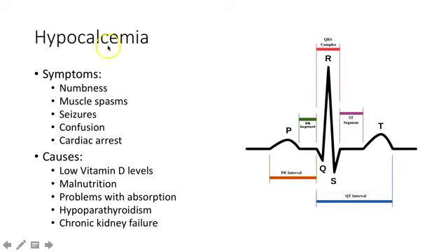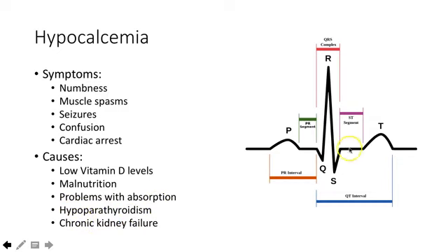All right, you can have something called hypocalcemia. Symptoms are numbness, muscle spasms, seizures, confusion, cardiac arrest. Things like this. What can cause it? Low vitamin D levels, so things where you're not absorbing it in your digestive tract, malnutrition. Again, you have some sort of problems with absorbing calcium. You're not releasing enough of that parathyroid hormone, or once again, a kidney failure situation.